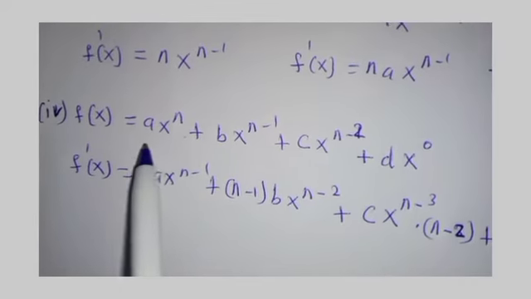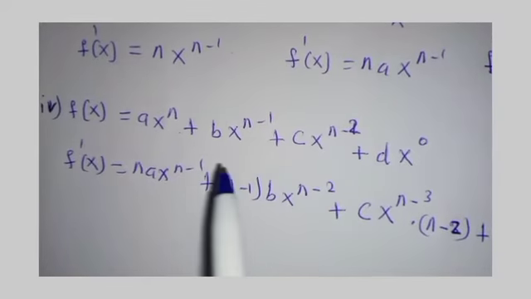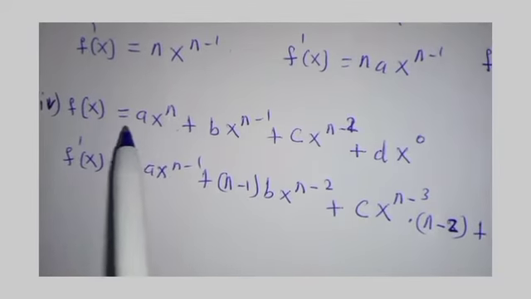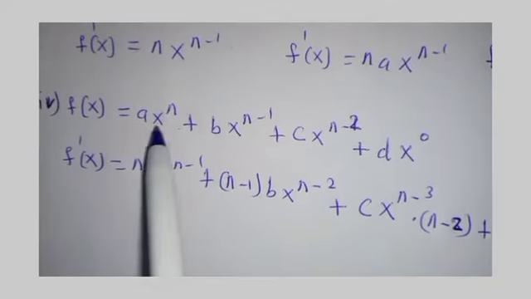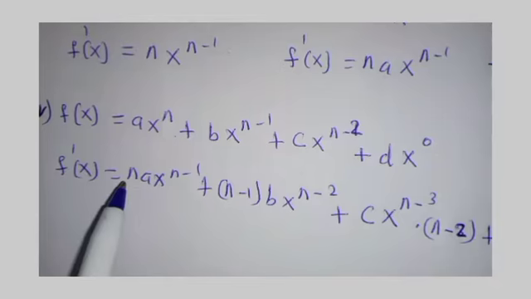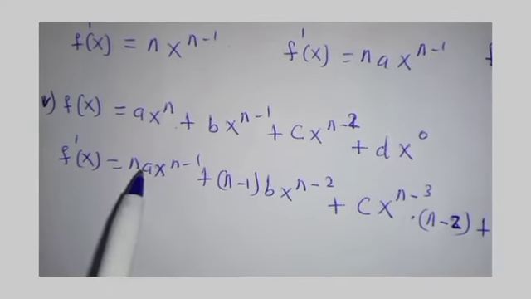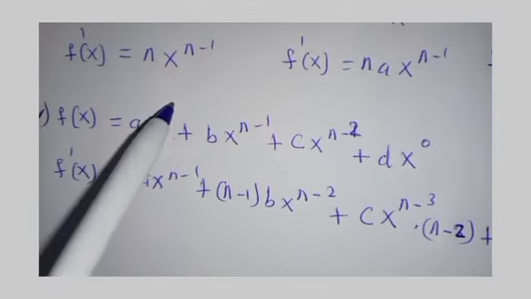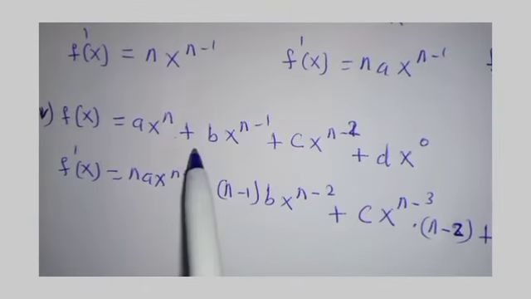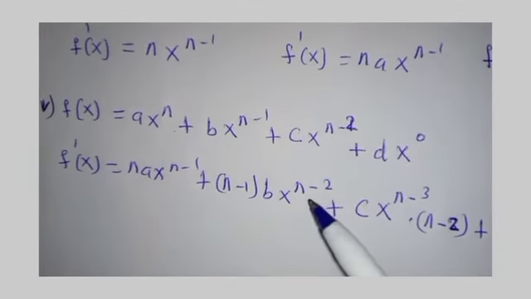Polynomial of this form. Here, a, b, c, and d are constants. So what is done here, we differentiate term-wise. So this term is differentiated independently. That is why we are going to get n here: x, n times a, you reduce the index by 1. This way. The other one, n minus 1, reduce the index by 1.